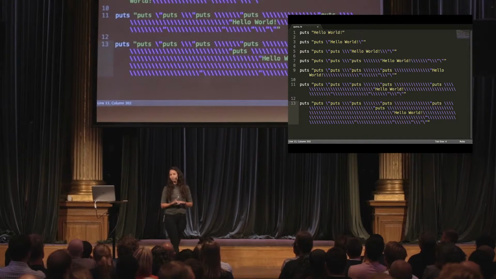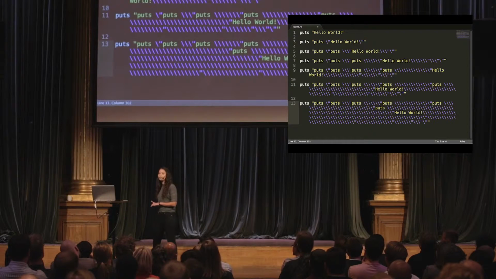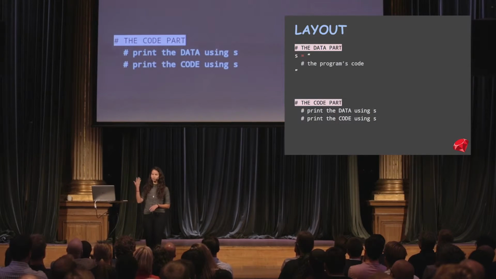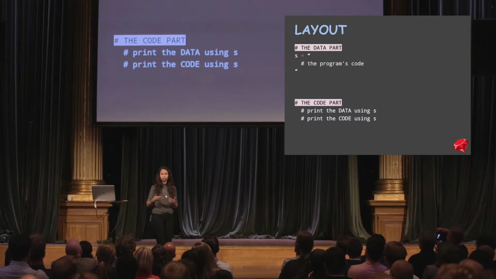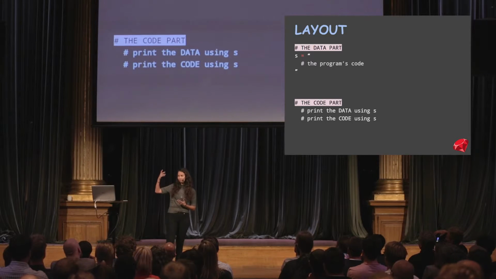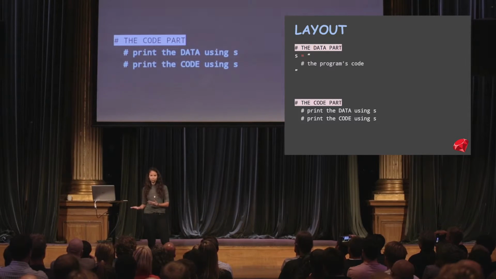It's actually going to be simpler than you think. We're going to have a program that consists of 2 parts. We'll have the data part and the code part. So the data is actually a string that contains the code of the program. Now the code uses the data twice. Once in order to print the data part, and then again to print the code part.